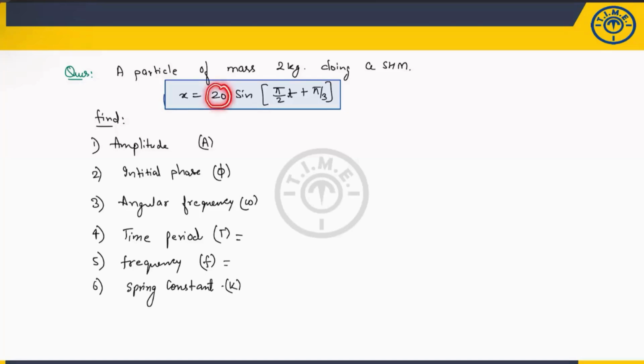So what is this value? You know that if you compare with the generalized equation, A sin(ωt + φ), can I write the amplitude? What is the value? 20. What is the phase angle? What is the phase angle here?